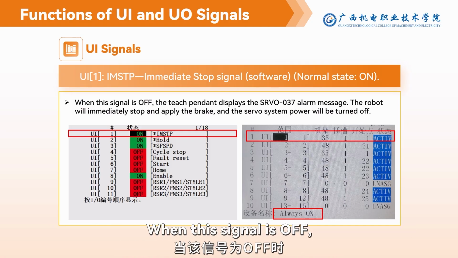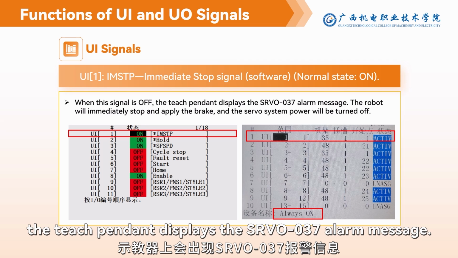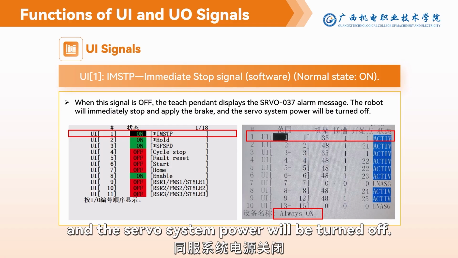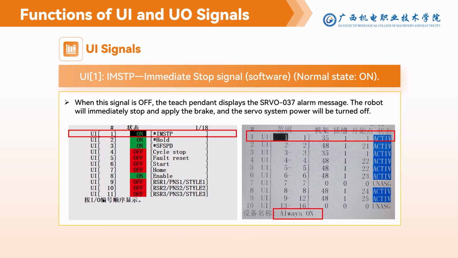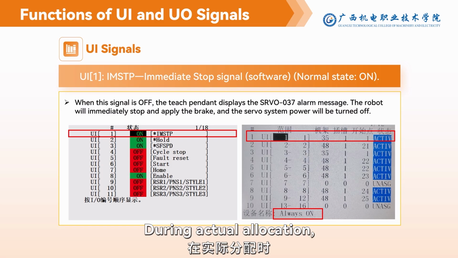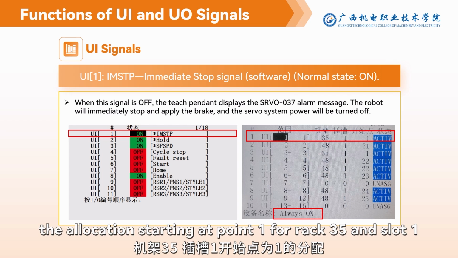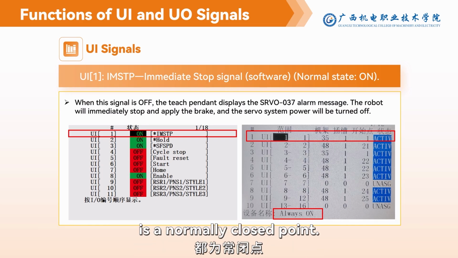When this signal is off, the teach pendant displays the servo 037 alarm message. The robot will immediately stop and apply the brake, and the servo system power will be turned off. During allocation, as shown in the right diagram, the allocation starting at point 1 for rack 35 and slot 1 is a normally closed point.